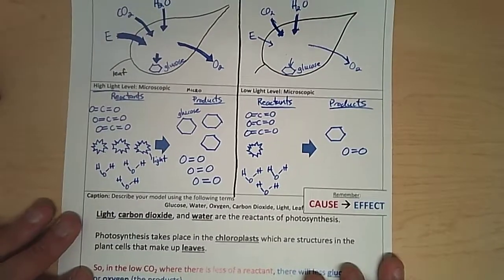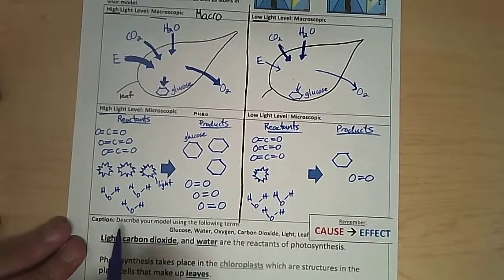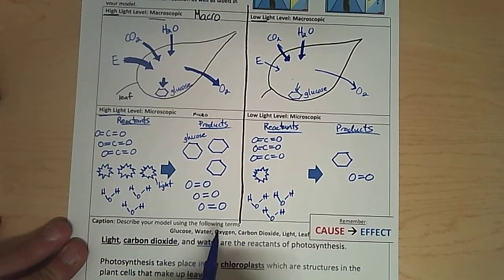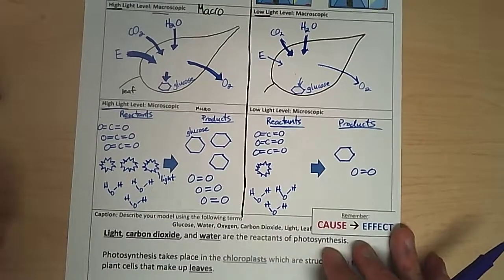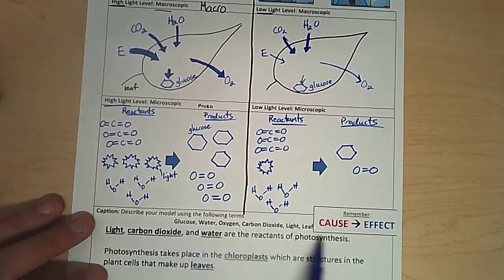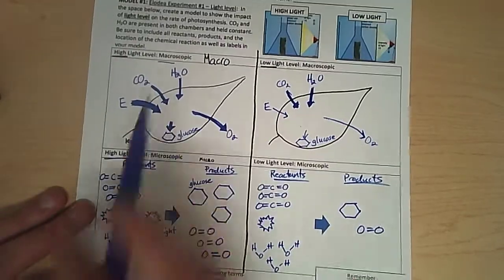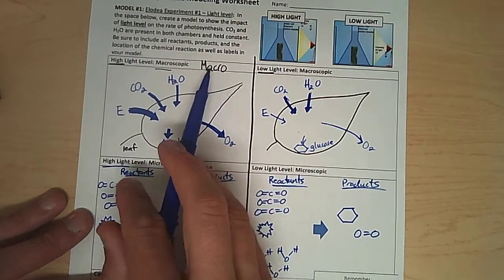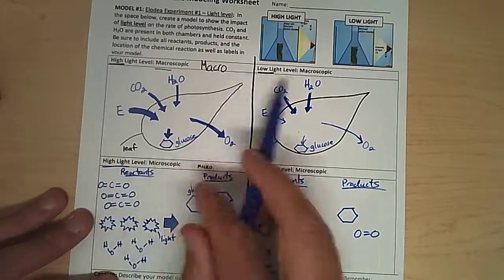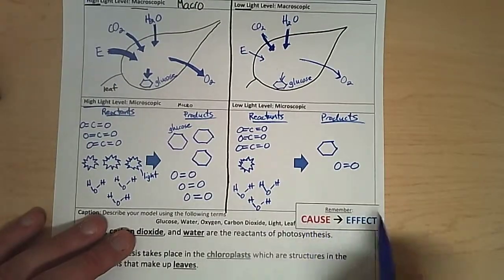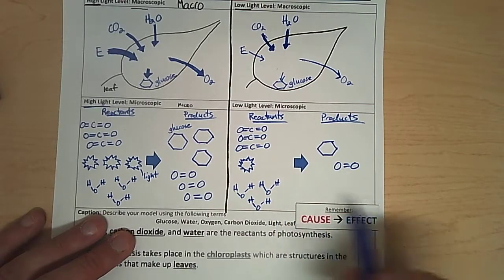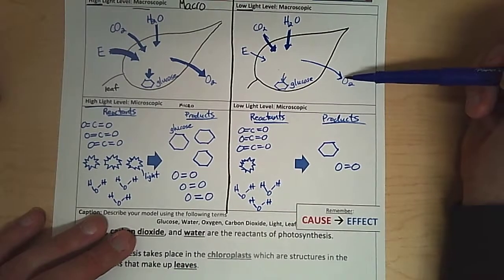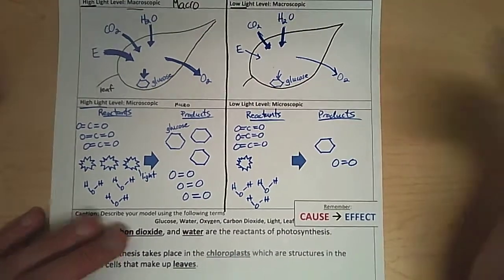So now let's go to our explanation. Our caption, our goal is to describe your model using the following terms. We want to hit on 2 things. We want to make sure that we use the terms, but our goal is to explain why we get different amounts of bubbles when we have a high light level versus a low light level. What I want you to be thinking about is this cross-cutting concept of cause and effect. We know the effect is going to be less bubbles or less oxygen. So what caused that? Why is that the case?